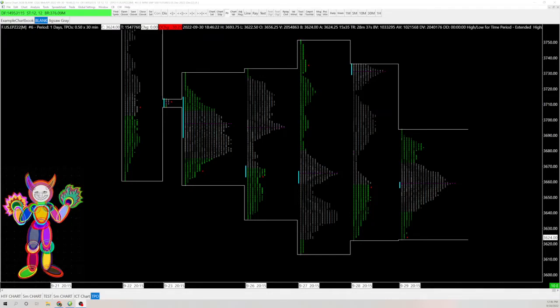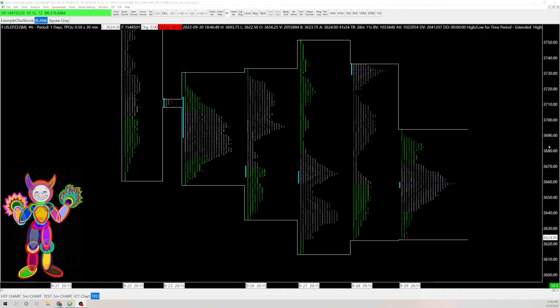Hey guys, I want to do a little video on the similarities between auction market theory and market profile trading with ICT trading. And there's three main similarities that I've noticed. The first is unfinished auctions and liquidity in ICT terms.